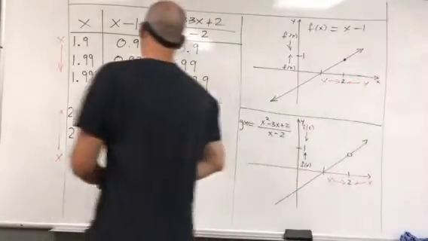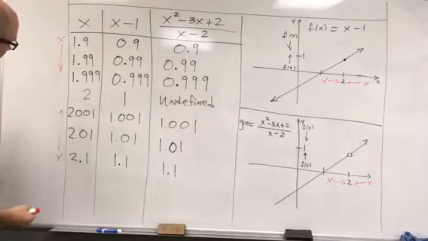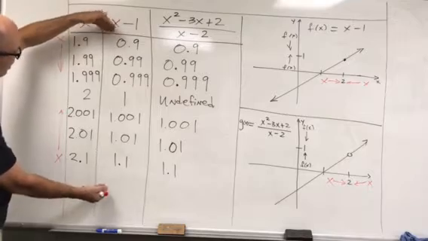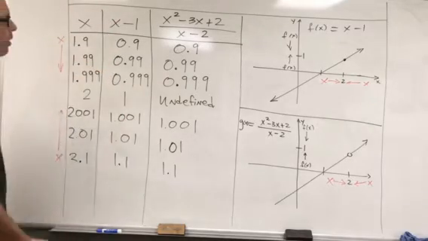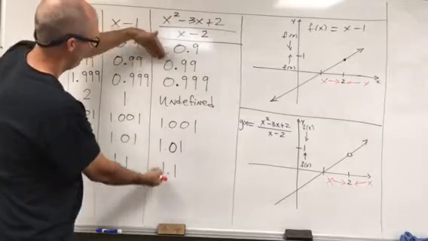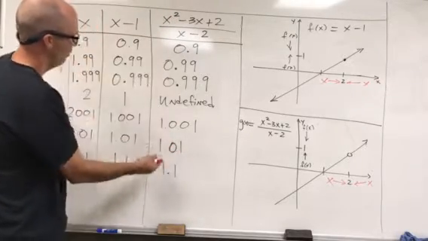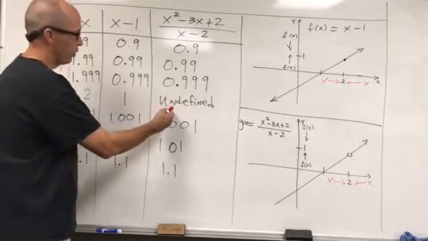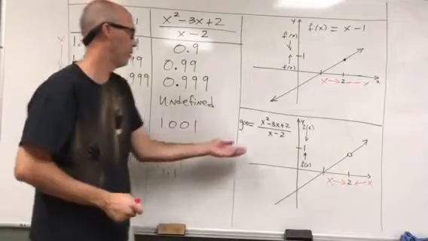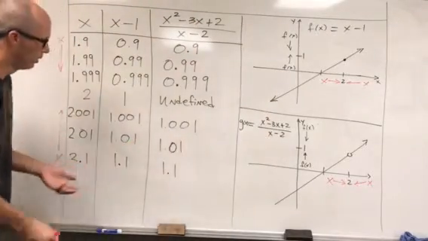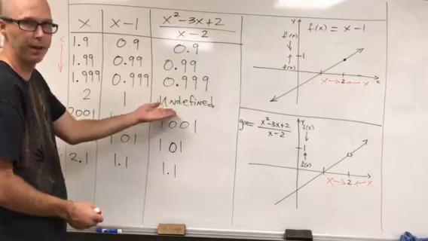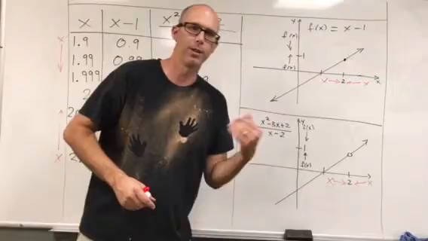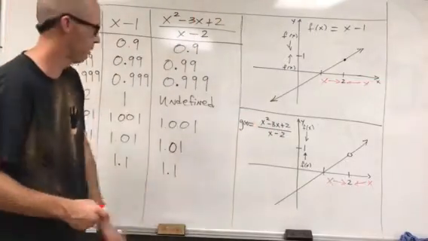Now you can see this from the data, right? As x approaches 2, f of x, x minus 1, approaches 1. But in this case, g of 2 is undefined. If we were to plug 2 in there, you'd get 0 over 0. So g of 2 is an undefined number. But it doesn't matter. With limits, we're not concerned with that. We're concerned with what we approach.